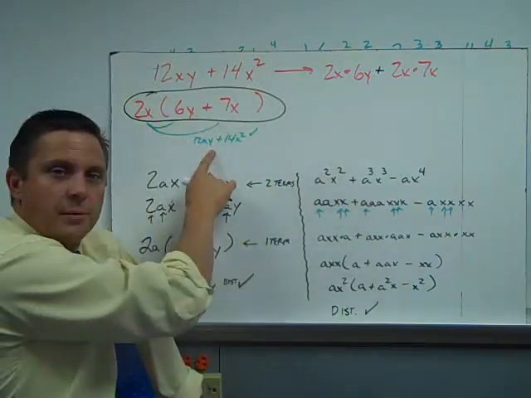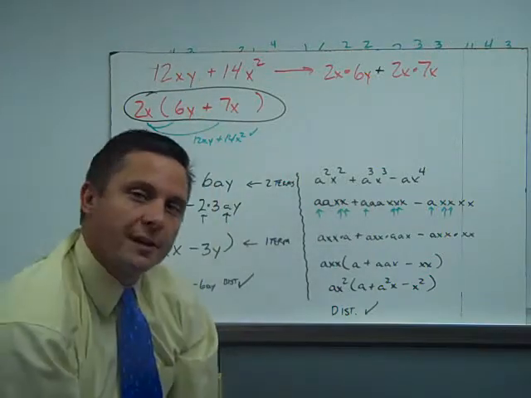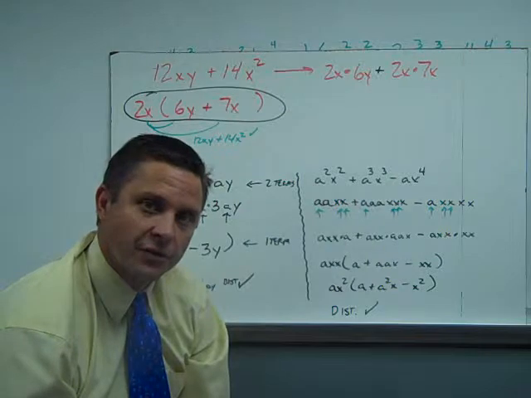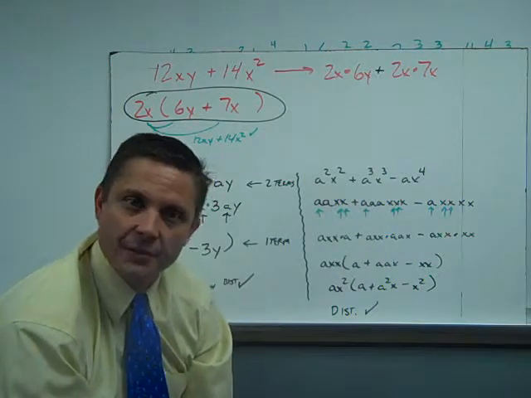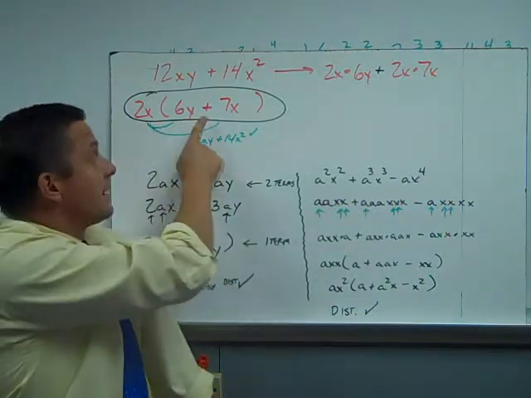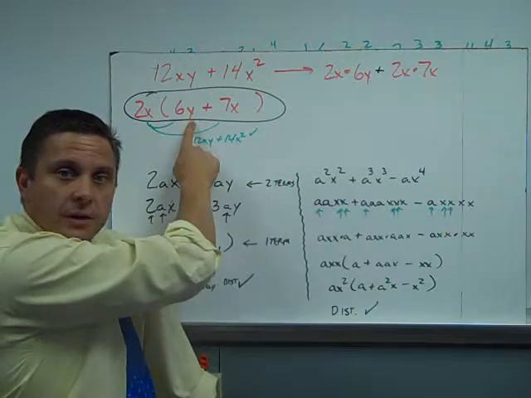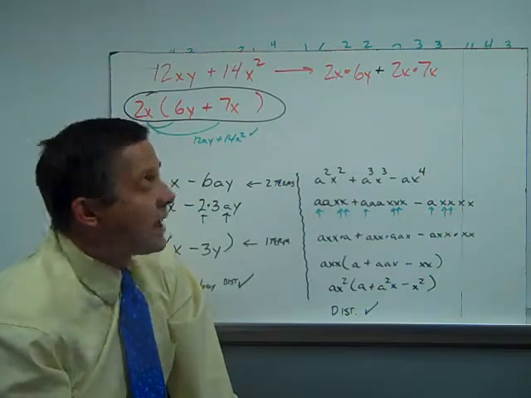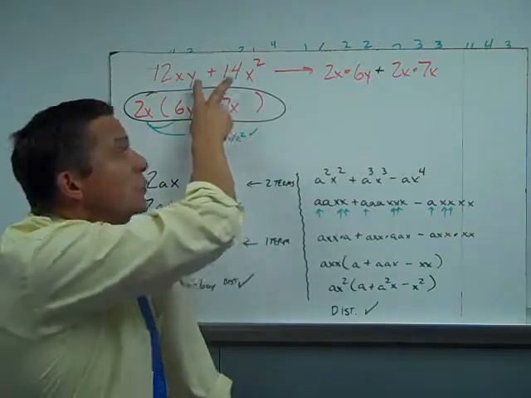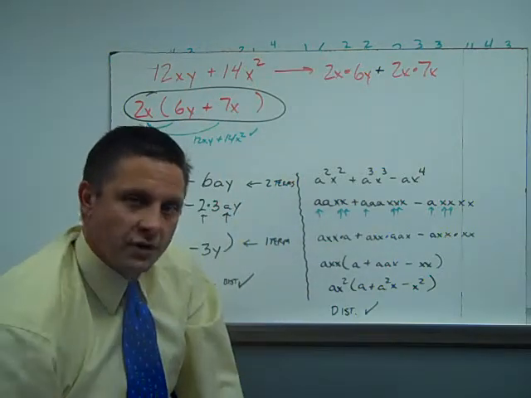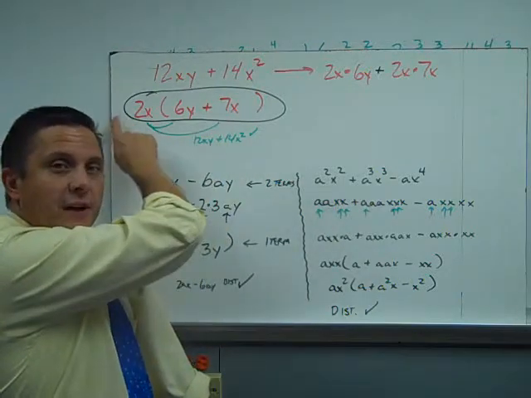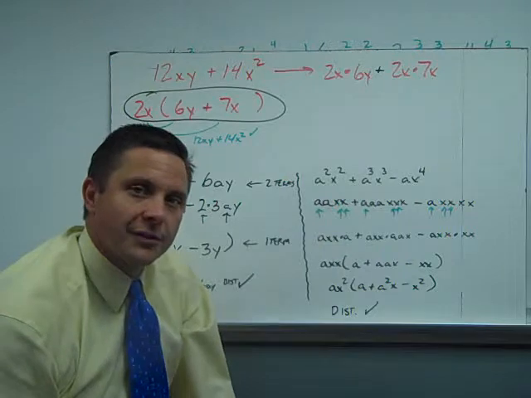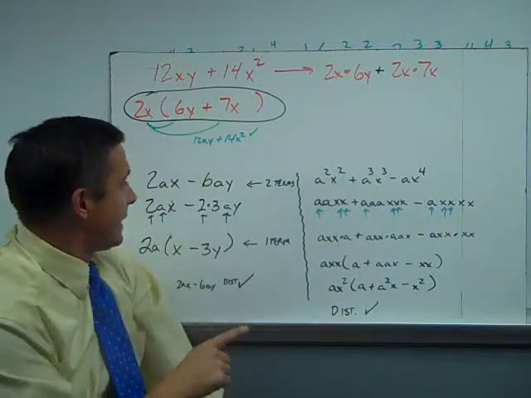And I check it by distributing, and it matches, so I know they're equivalent. And I never can make a math mistake if I have equivalency in expressions. 3 plus 1 is the same as 4. 2x times the quantity of 6y plus 7x is equivalent to 12xy plus 14x squared. And the important part is I go from a two-term expression to a one-term expression. This is one thing, 2x times this junk. That is one thing, and that's going to be important for us in manipulating equations.